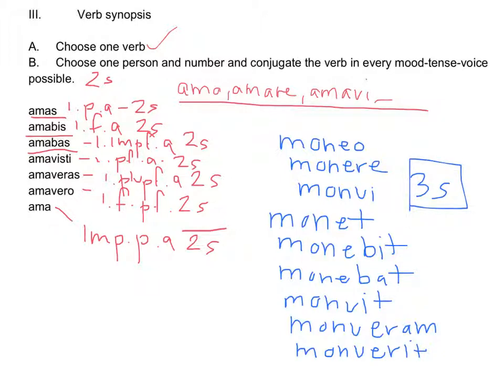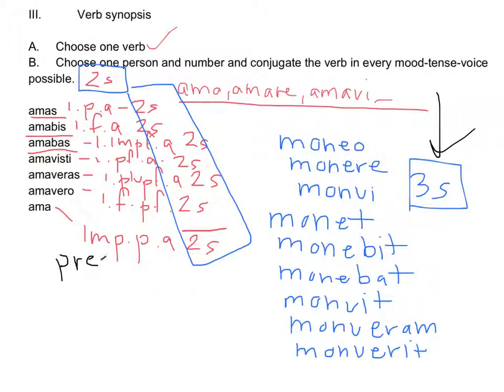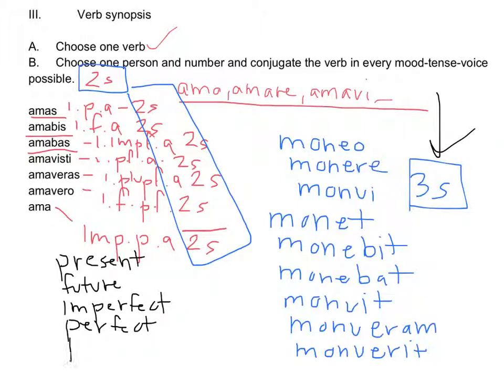Every synopsis is only going to be in one person and number. The first synopsis I showed you was all second person singular. The second synopsis for moneo is only third person singular. I've done it in order of the indicative present, then the future, then the imperfect, then the perfect, the pluperfect, and if possible, you can do the imperative present last. The imperative present, though, only comes in the second person singular and second person plural.